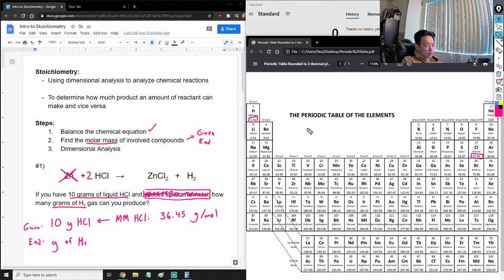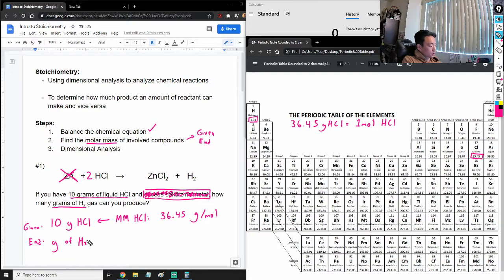Okay, so I'm going to write that right here. For HCl, we're going to have 36.45 grams of HCl equal to 1 mole of HCl. Okay, I'm going to write it like this because this will come in handy later on. That's just grams per mole.